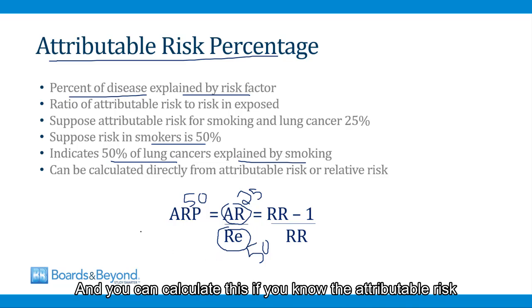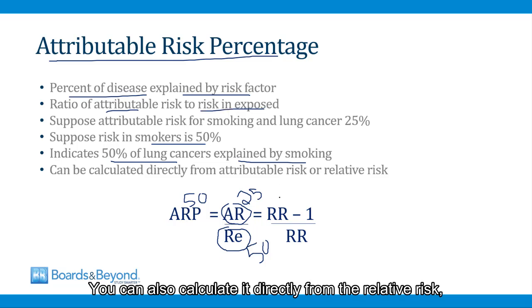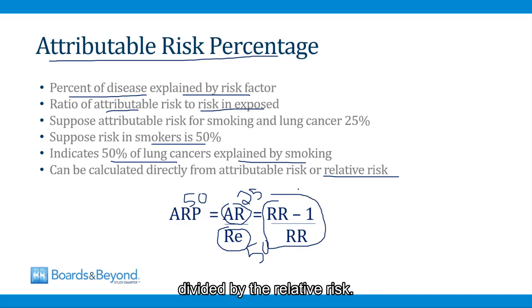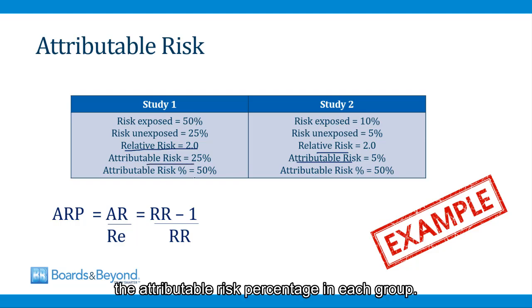And you can calculate this if you know the attributable risk and the risk in the exposed group. You can also calculate it directly from the relative risk if you know that number. The attributable risk percentage is equal to the relative risk minus 1 divided by the relative risk. So let's go back to our two studies, both of which have a relative risk of 2 but different attributable risks. We can then go and calculate the attributable risk percentage in each group.